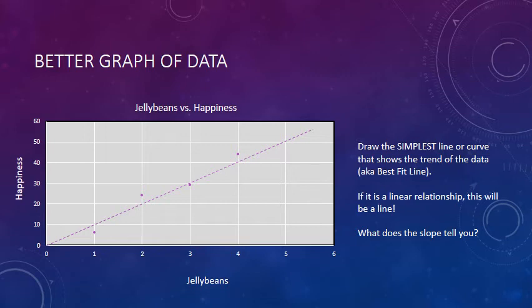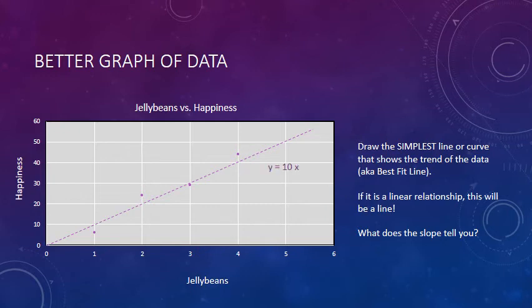What do you think the slope of this line tells you? If you thought about that a little bit, well, if you look at the points on the graph, you'll notice that for every 1 jelly bean, the happiness goes up about 10. So the slope is 10 over 1, rise over run. And it tells you that you get 10 happinesses for every 1 jelly bean.